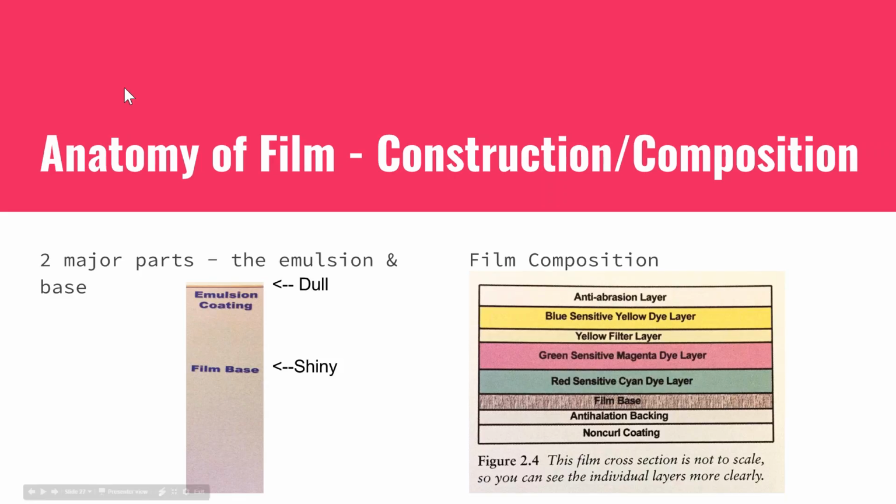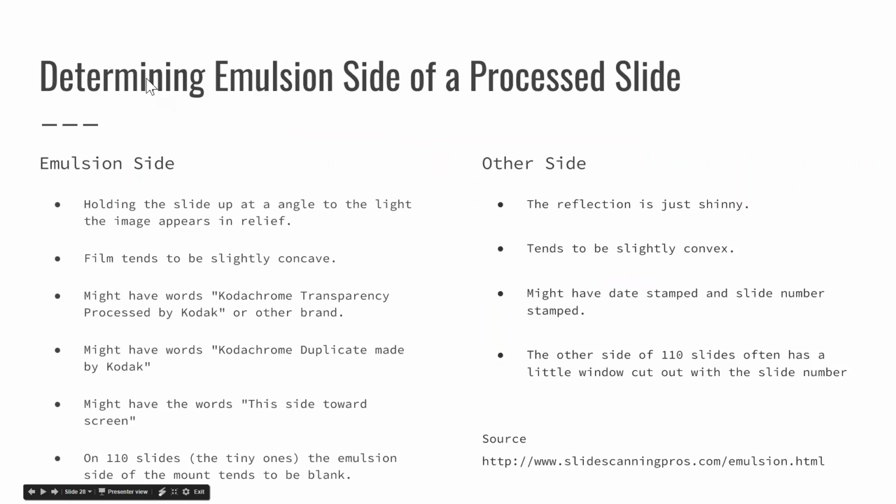There's a great website. I would encourage you, if you have a problem finding what the emulsion and the shiny side of a 35 millimeter slide is, it's slidescanningpros.com, and they have emulsion.html, and they have these great little tools. Hold it up at an angle. The film's slightly concave if you're on the emulsion side. The shiny side, convex, obviously, might be stamped.